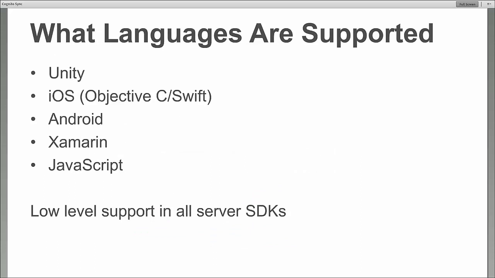So to make this easier for you, we support several languages, including ones most popular with our game developers, things like Unity and Xamarin. We have iOS, including support for Swift, Android, of course, which we just saw, and JavaScript, which is useful for all sorts of platforms like web applications or even HTML5 applications. And we also have support for the Cognito Sync APIs in all of our server SDKs, so you can do server-side manipulation of these data records as well.